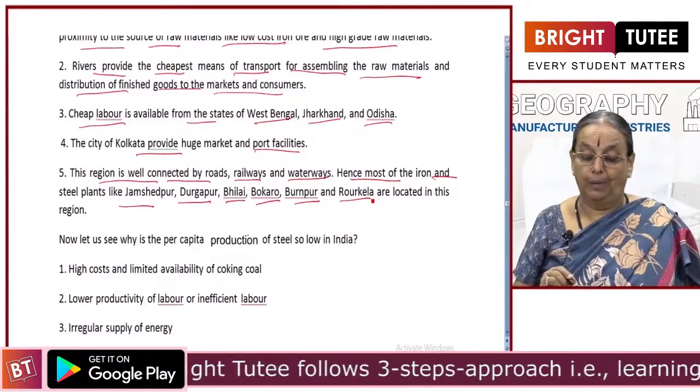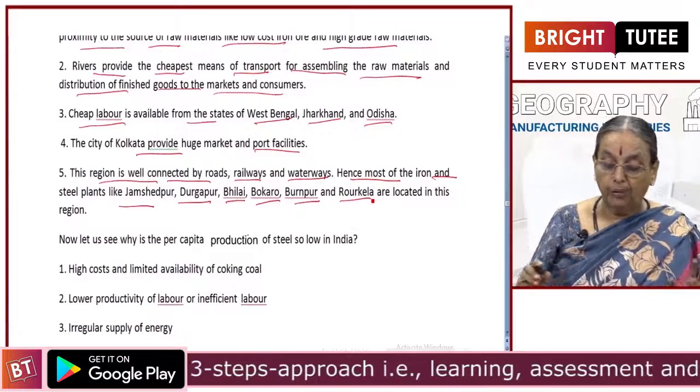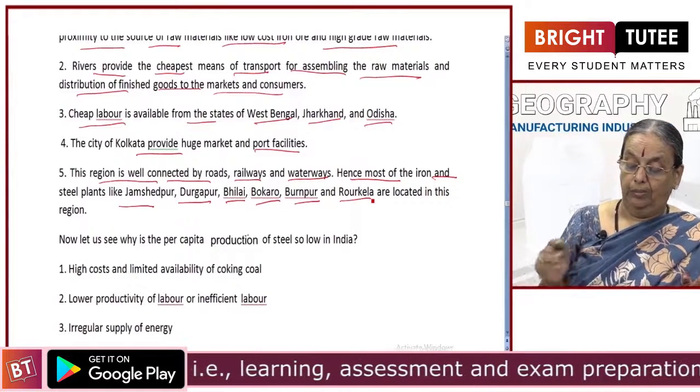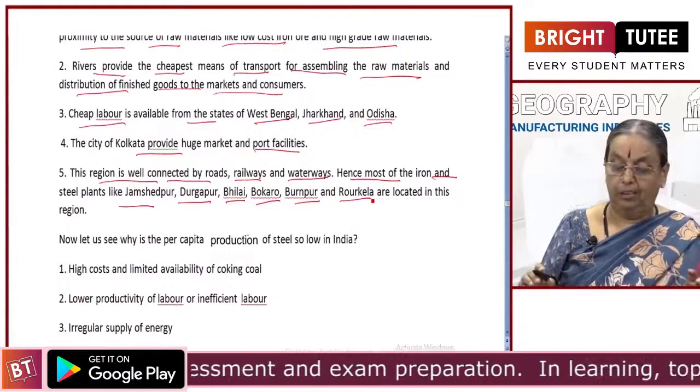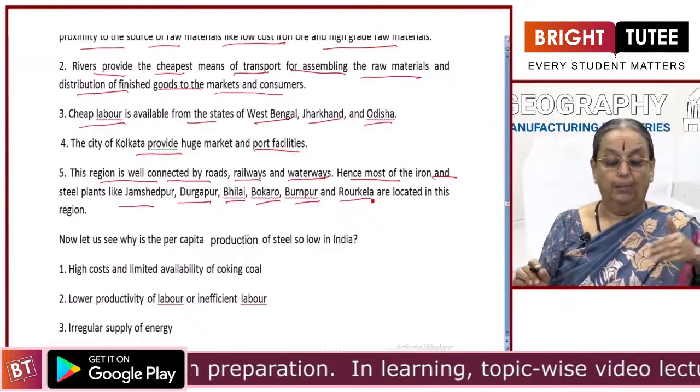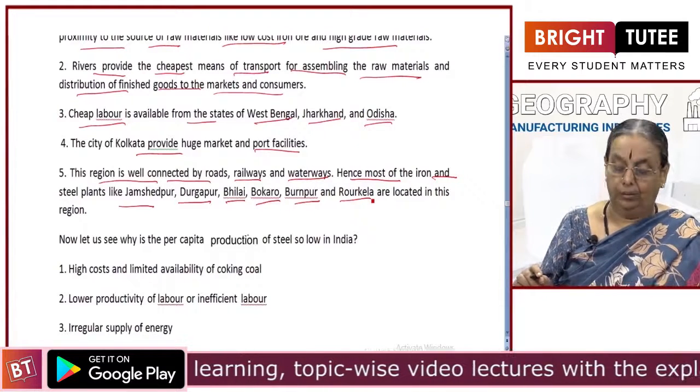I have already shown you in the map. So, out of the 10 iron and steel plants, we have the maximum concentration of these iron and steel plants in the Chota Nagpur region because of these locational advantages.